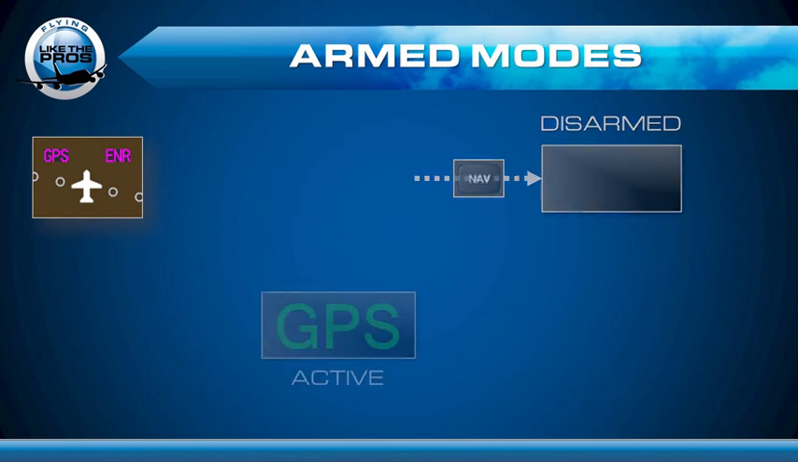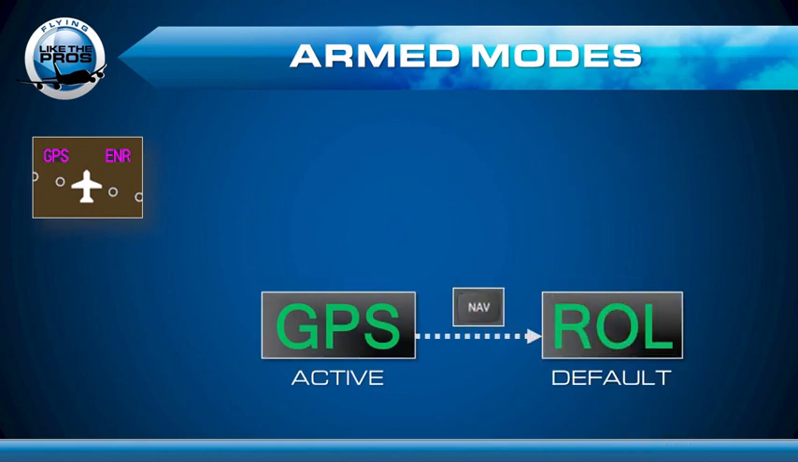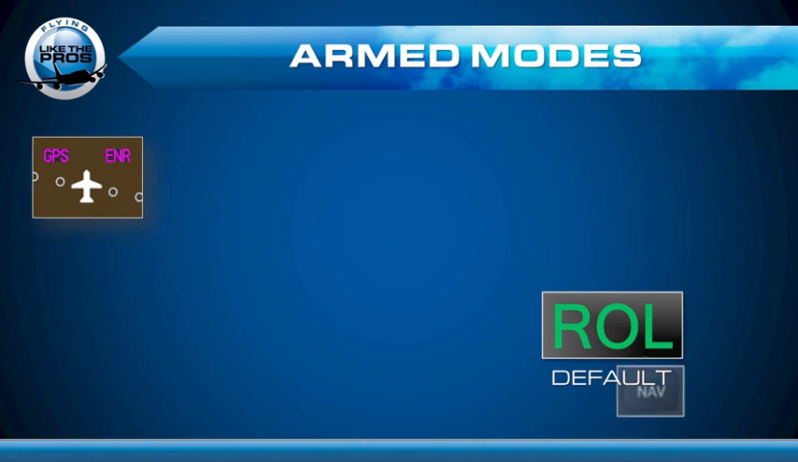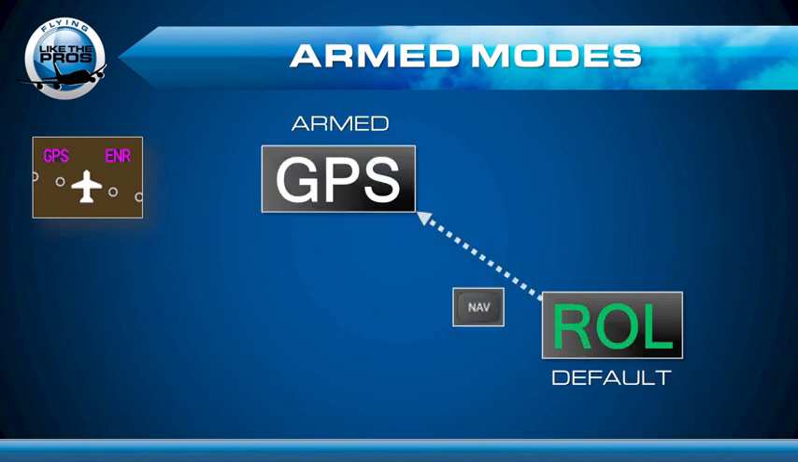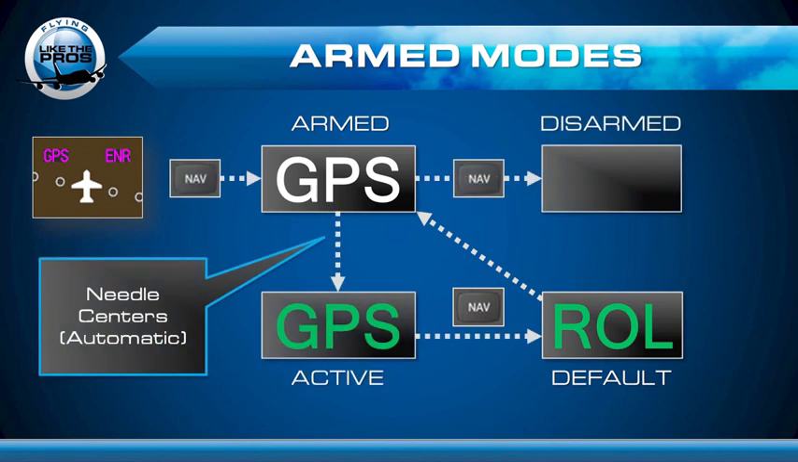But once the mode is active and has turned green, the behavior changes. Pressing the button a second time will cause the GFC700 to return to the default mode, which in this case is roll. So Mossy, let me ask you a question. What happens if you inadvertently turn off GPS mode and try to turn it back on again by pressing the nav button? Well, it won't immediately go active, right? It's an armed mode. What happens is it gets armed, and then right away it goes active because the needle is centered. So now you have the big picture of armed modes.